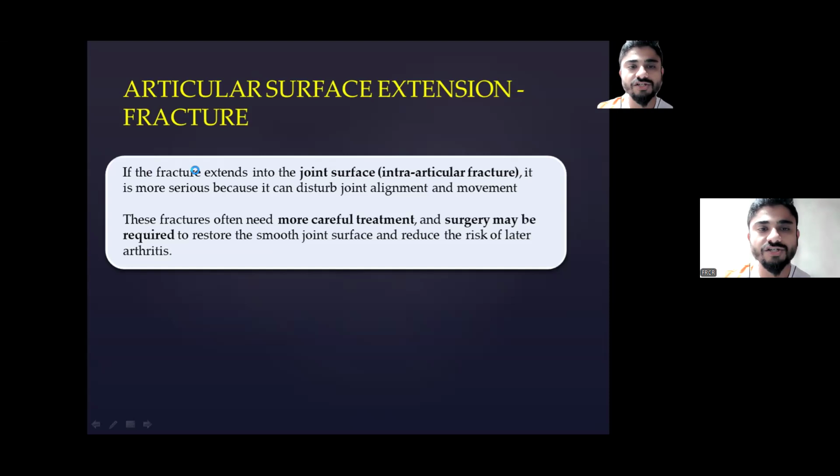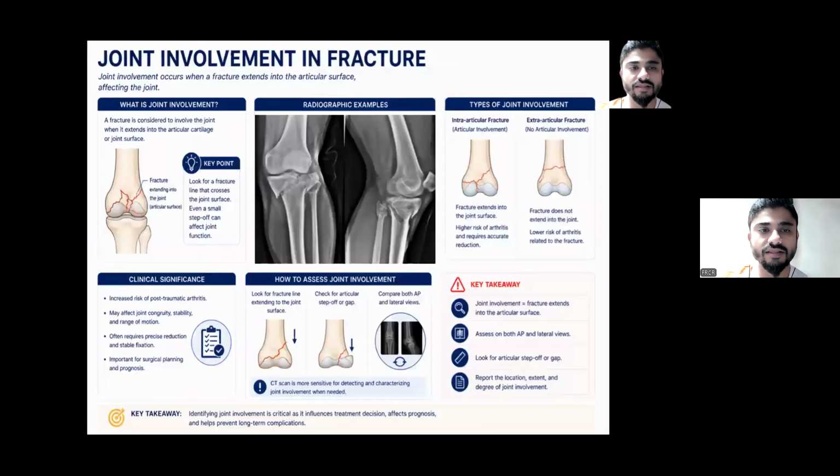Okay, if the fracture line extends into the joint surface, obviously then there is intra-articular extension, but not all intra-articular fractures will have joint surface involvement. Understood my point? We are going to discuss it in further slides. Okay, and this is a more serious kind of fracture because it can disturb joint alignment and movement. These fractures often need more careful treatment, and surgery may be required to restore the smooth joint surface. Otherwise, such patients will have a higher risk of developing arthritis in the future.